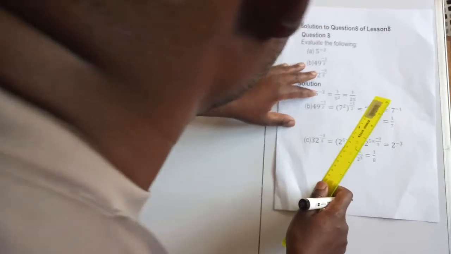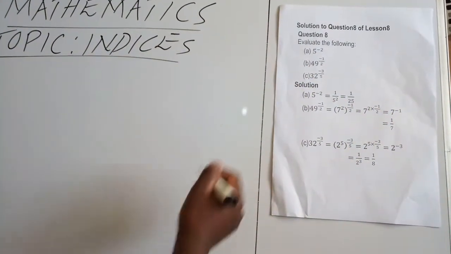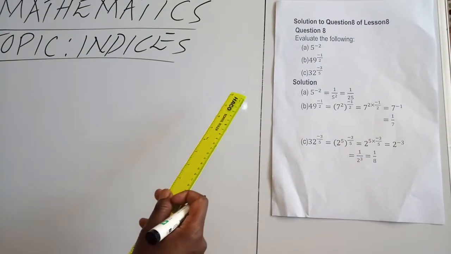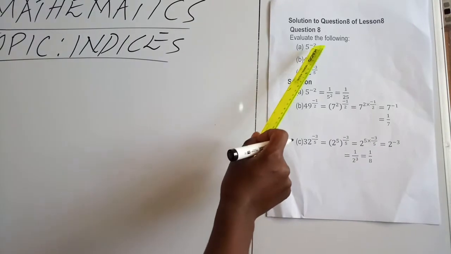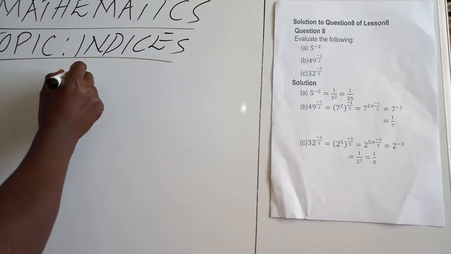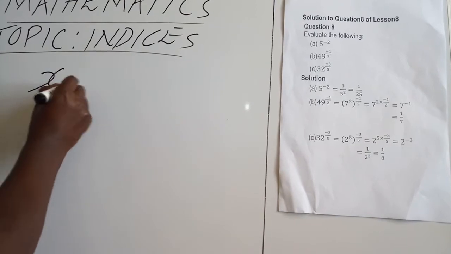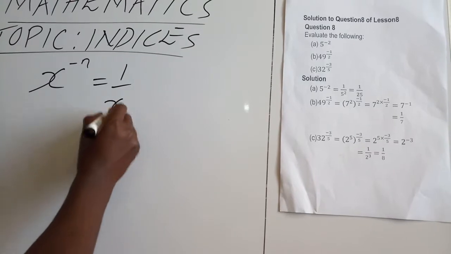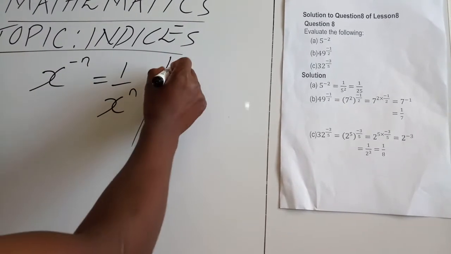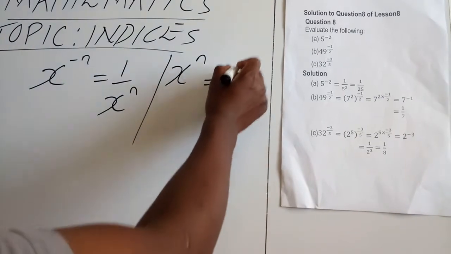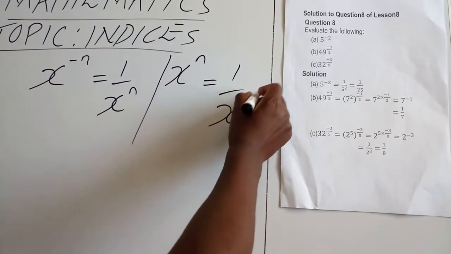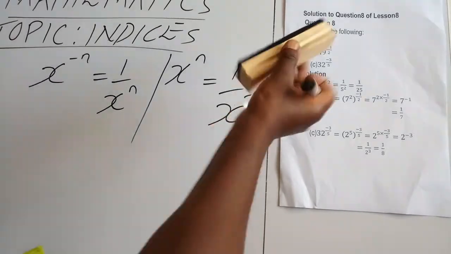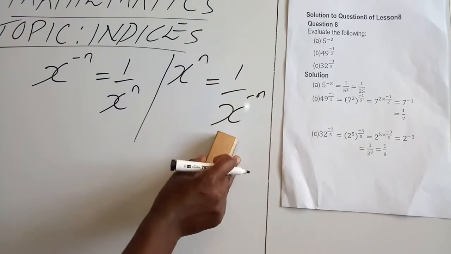Now, we begin by reviewing the question I gave you in lesson 8. The question was in regard to the negative index law. The law was given by x to the power of negative n is equal to 1 over x power n, or x power n is equal to 1 over x power negative n. We discussed the law in the previous lesson. Now we just have a quick review of that question, then we continue.